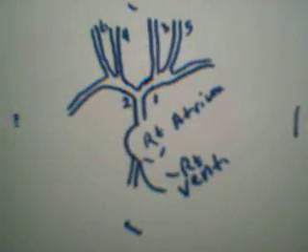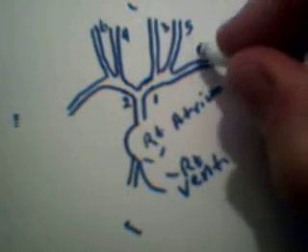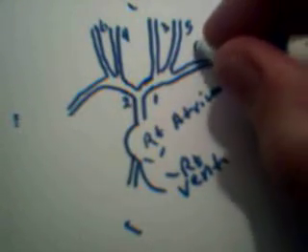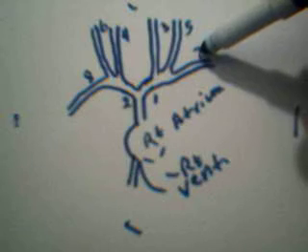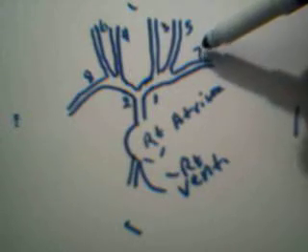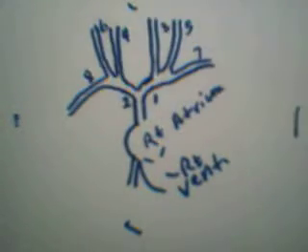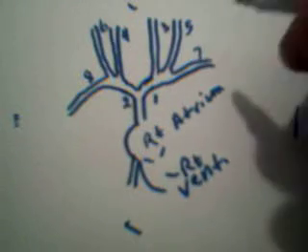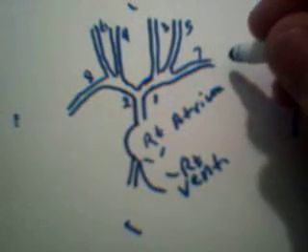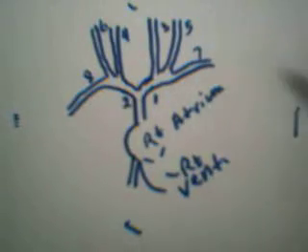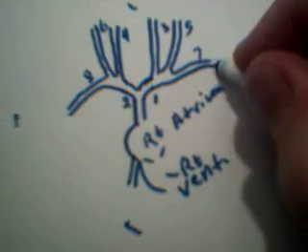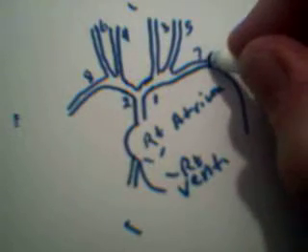And the vein that continues here we'll label 7 and 8. And 7 is going to be the left subclavian vein. 8 is going to be the right subclavian vein. This continues and branches into two vessels that go to the arm.